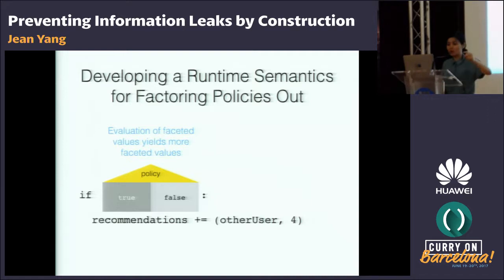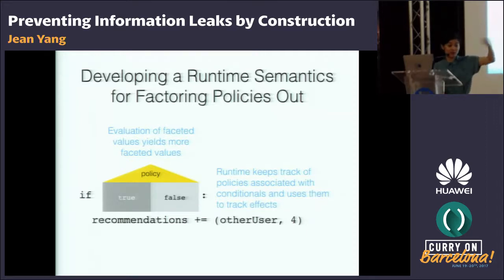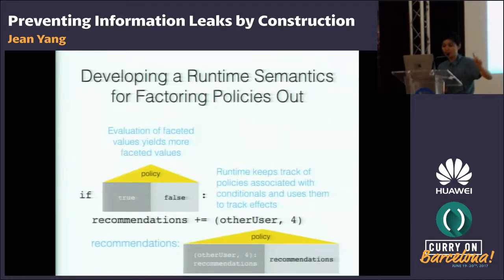So what happens is if we do a conditional check with the faceted value, what we get is a faceted conditional. And then according to our semantics, the runtime is now responsible for keeping track of what assumptions it had to make to go inside a conditional branch. So if you're doing a conditional based on a sensitive value, it keeps track of, okay, this was the policy that needed to be satisfied in order to have gotten here. And if we update something inside of a conditional, that update now gets tagged with the same policy. So here the recommendations list becomes the previous recommendations list with other user 4 added to it, or just the previous recommendations list guarded by the same policy that guarded the follow information.